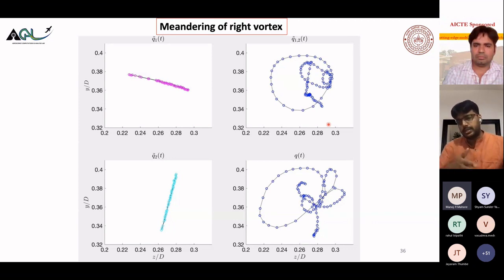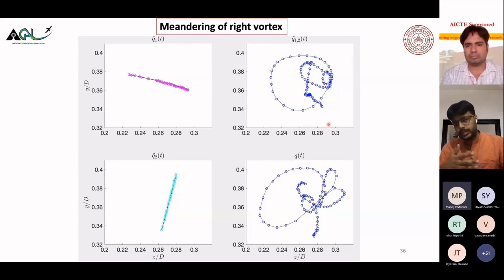If you start collecting snapshots very early, what will happen is that you are taking snapshots which are transient, which are not basically the structure of the flow. That is because the flow is still developing.